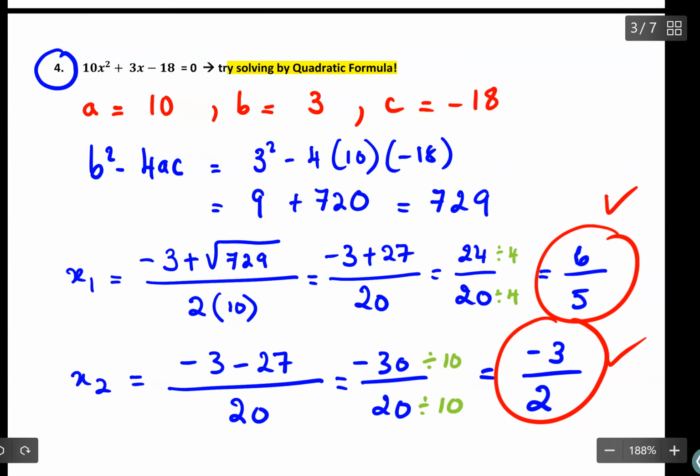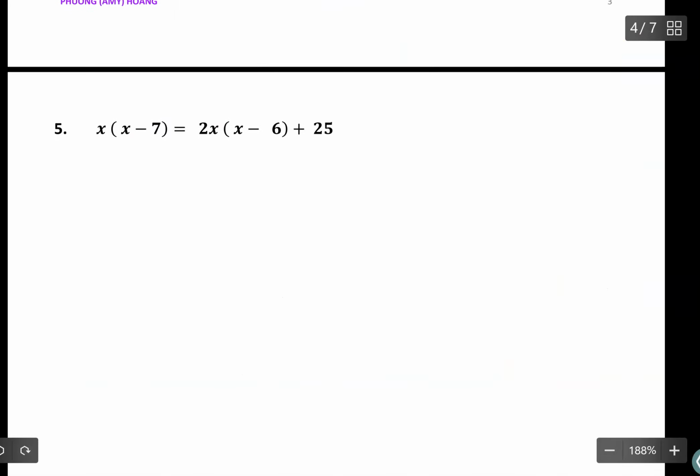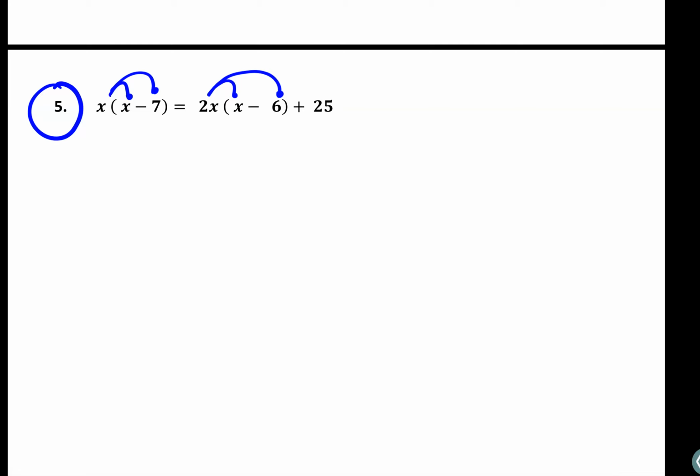Okay. So let's move on to the next example. Example number 5. In this question, you see that you don't have an obvious quadratic equation to work with. However, if you expand the brackets, then you can see that you end up with a quadratic. Alright, so let's do this.